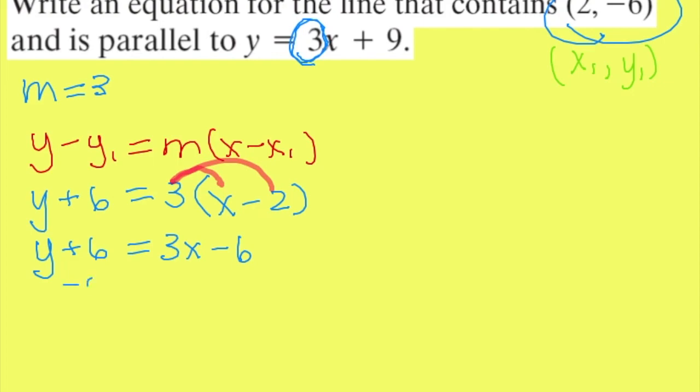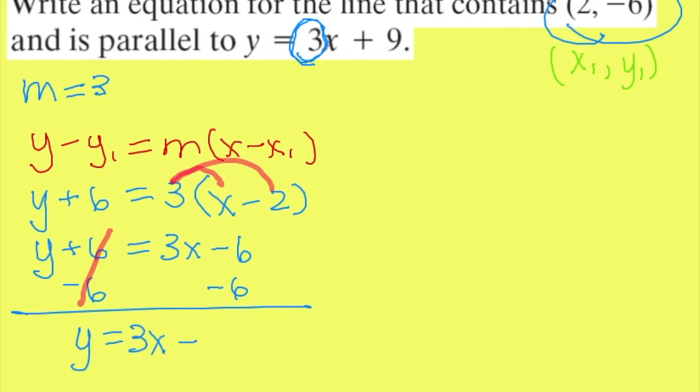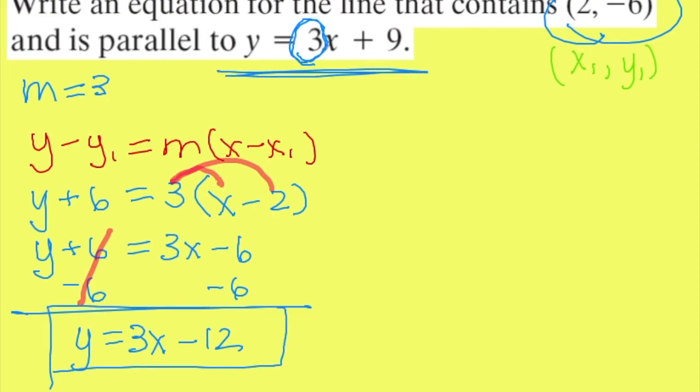And then to get y by itself, we will subtract 6 from both sides. These cancel out. And I find out that y equals 3x minus 12. So this line here would be parallel to this one that we started with.